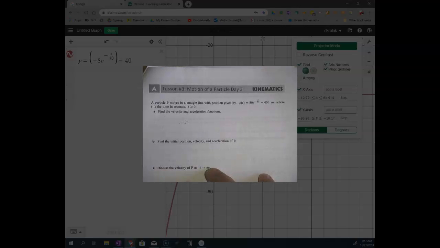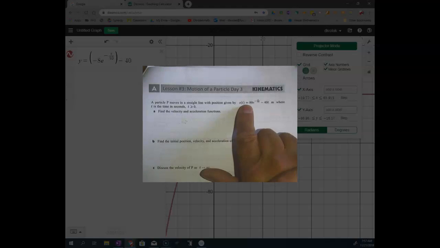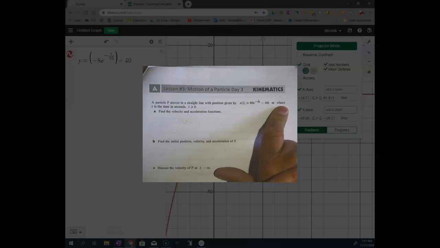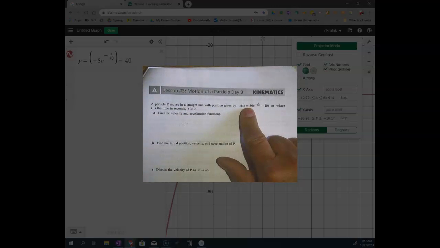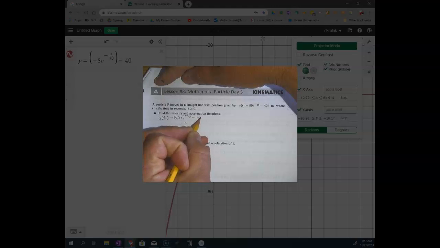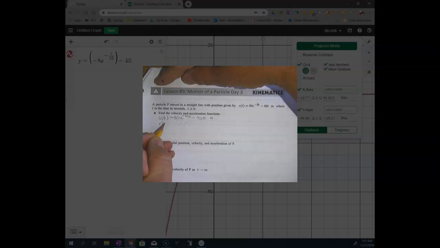All right, so today, guys, we're continuing with some more examples about how to analyze motion of a particle. You're given this function, 80 times e to the negative t over 10 minus 40t meters. That is the position equation. Now we want to take that and write its corresponding velocity and acceleration equations. So this gives us the position, and that's in meters. Now what we want to do is calculate what's the velocity.